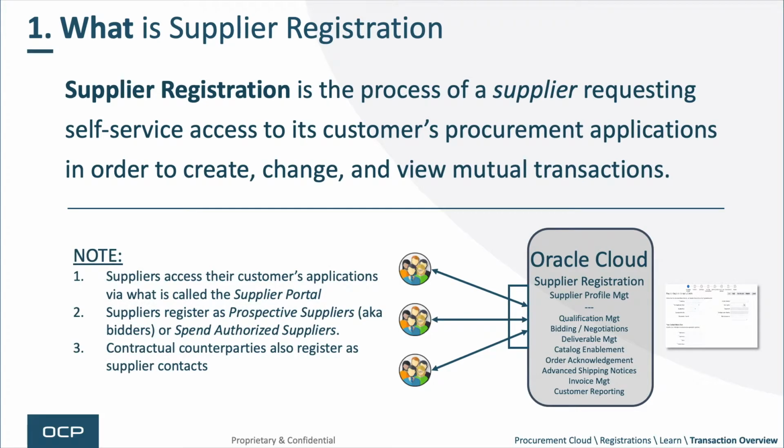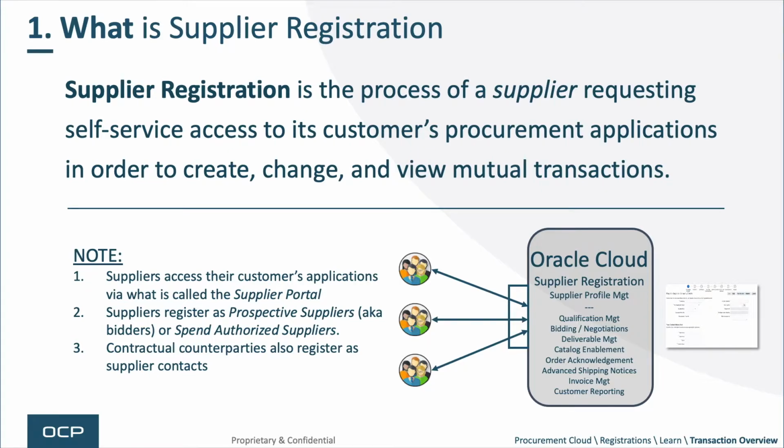One note before we move forward. First, suppliers usually access their customers via what's called a supplier portal. They may register in this page, but there's a portal to do the actual access. It's their homepage, if you will. Suppliers register as prospective suppliers, meaning bidders, or as spend authorized, which is full blown. So a bidder can only participate in sourcing, whereas the spend authorized can do sourcing, invoicing, paying, ordering, etc.